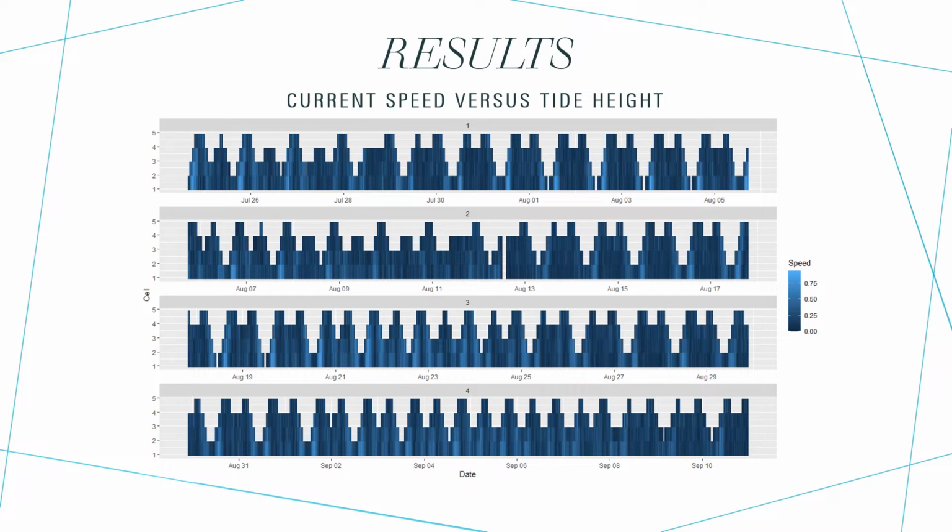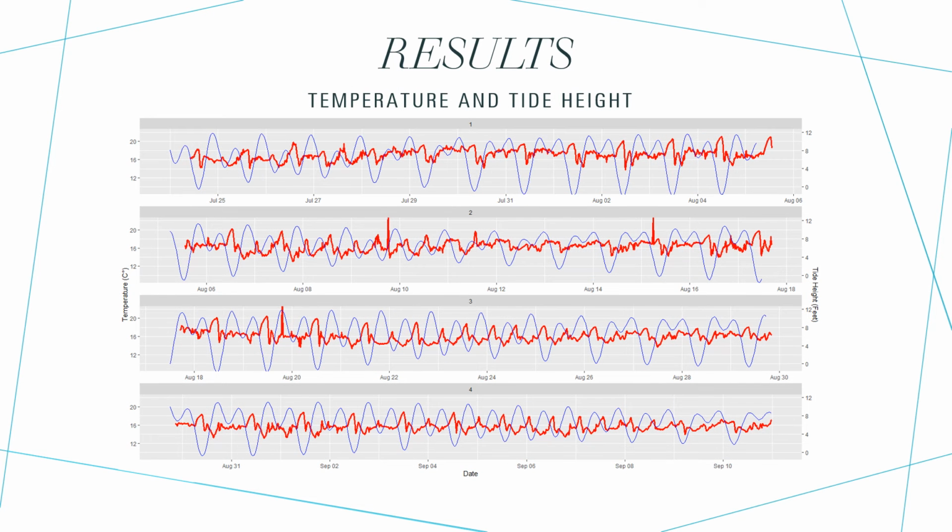Pictured is a heat map of current speed versus tide height. Light blue regions indicate faster current speeds, while darker blue regions indicate slower current speeds. Vertical bins indicate the distance from the seafloor at which the ADCP could detect water, with each bin representing 2 meters of depth.